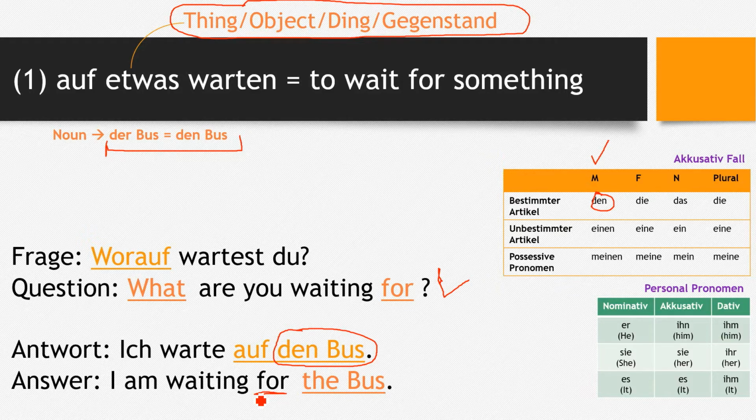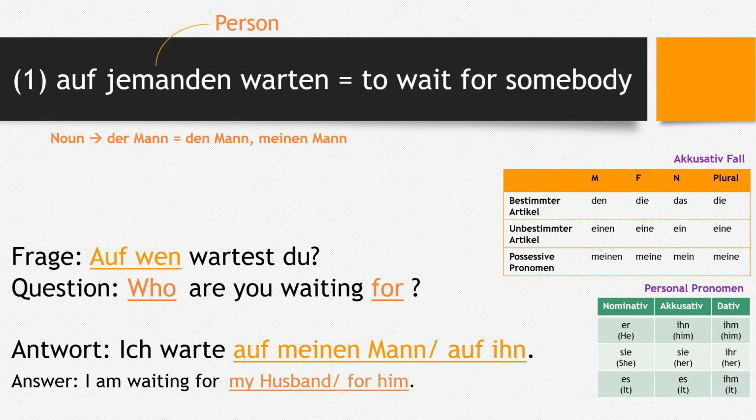Now, when we have to raise a question in which we are talking about a person, how will we say it? Now we will see on this screen, auf jemanden warten. Jemanden means somebody. To wait for somebody. In the previous example, it was to wait for something. But here, auf jemanden warten, to wait for somebody, that indicates that we are waiting for a person, a living person.